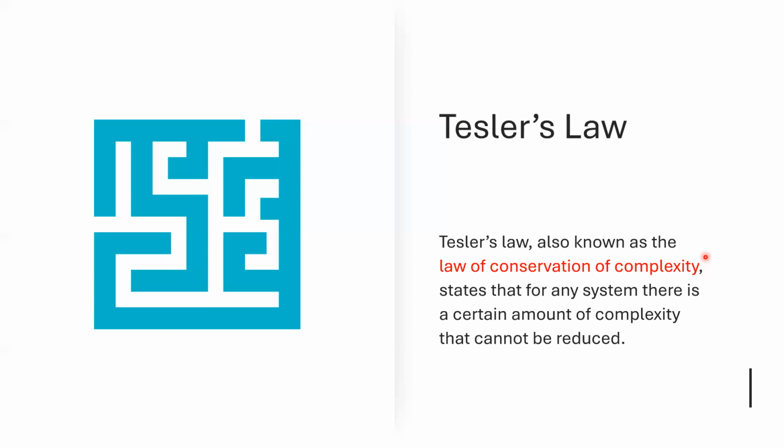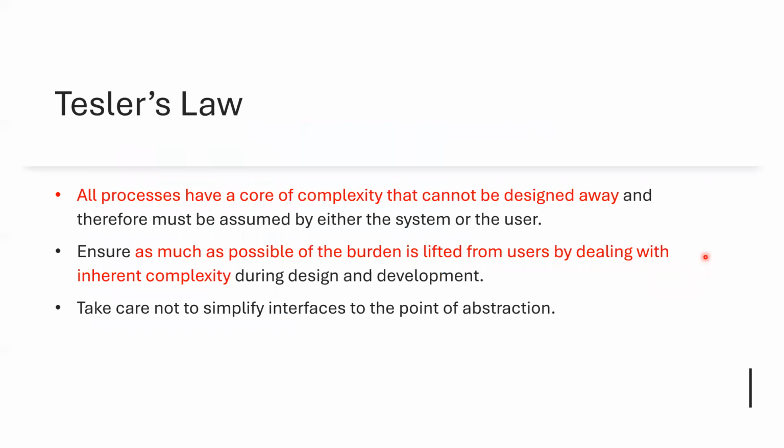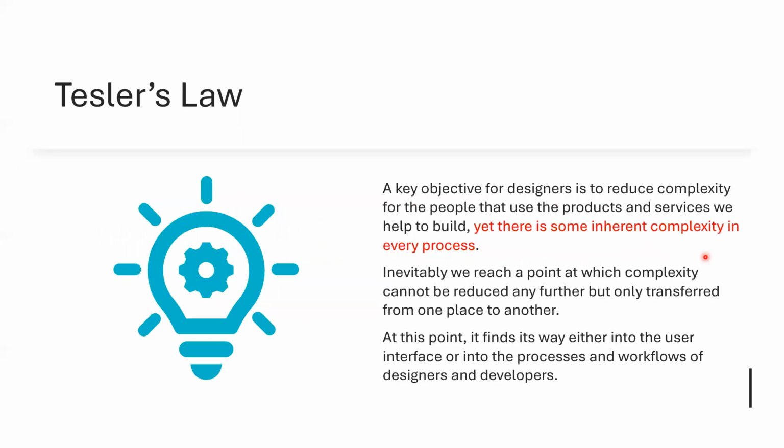Tesla's law is basically that we need to maintain a certain level of complexity, right? All processes have a core of complexity that cannot be taken away or designed away. It needs to be assumed by either the system or the users, right? But we need to make sure that as much as possible, we lift the burden off the user. We will include all the tasks, but we need to reduce the level of complexity as much as possible, and the system will help the users.